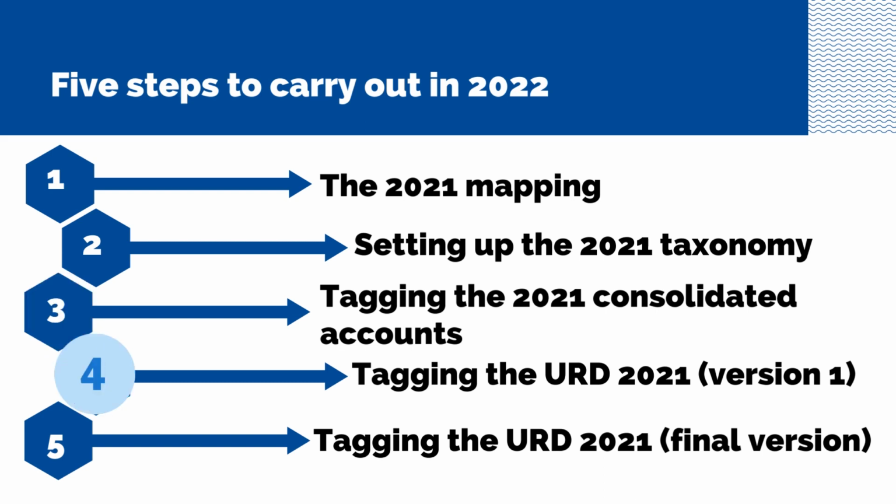The fourth step is tagging the first version of the universal registration document of 2021. This test will be very efficient and quick, since the consolidated accounts are already tagged and validated. This test will then validate the HTML conversion of the document, ensure that the graphical elements are converted and that the tagging does not cause any problems. You can now tag descriptive information that was not present in the consolidated accounts.